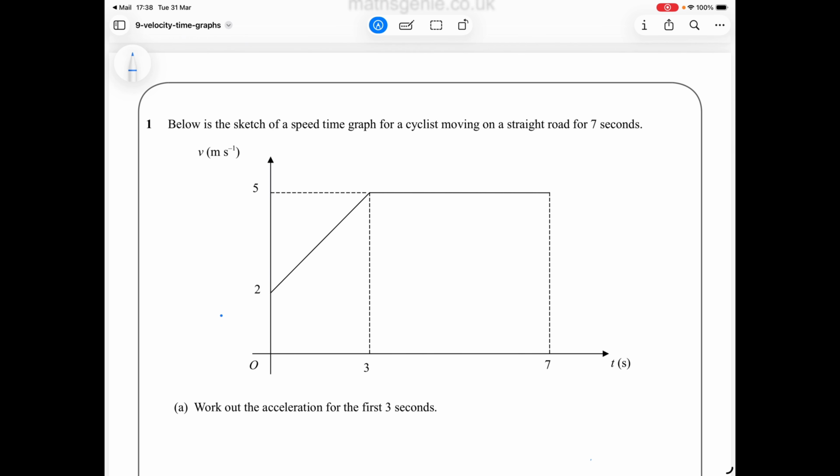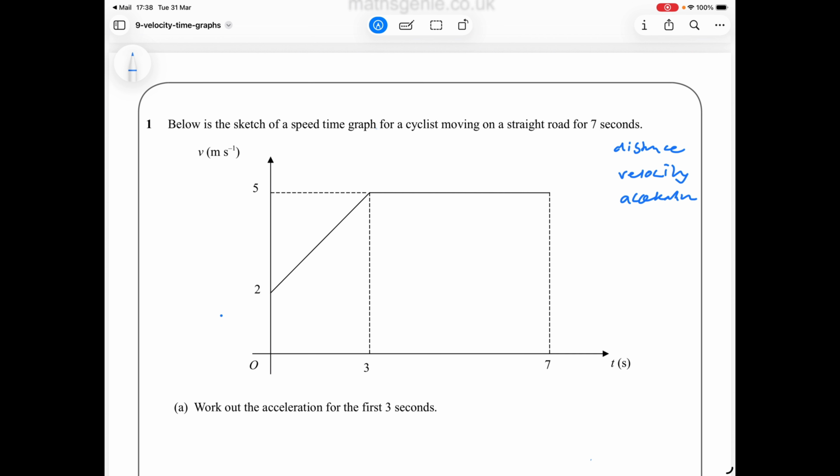Okay, below is a sketch. This is all velocity time graphs. And remember that we have distance or displacement, then we have velocity or speed, and then we have acceleration. Each one: distance is just itself, velocity is distance over time, and acceleration is distance over time squared.